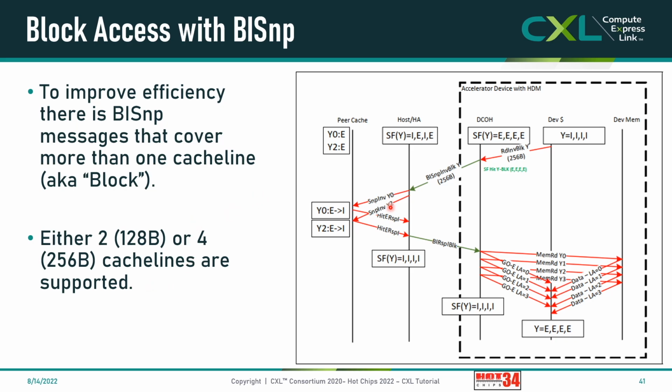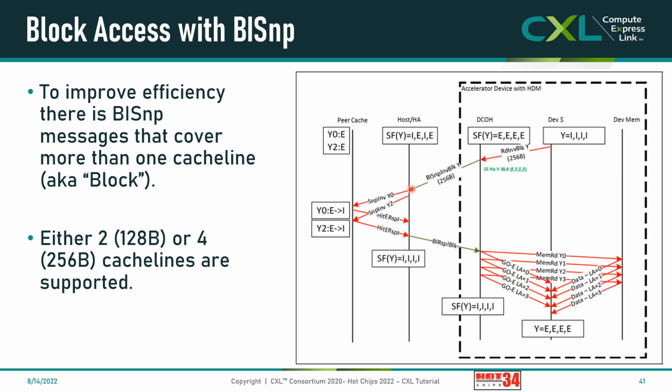So I'll show an example here where the device is doing a snoop filter eviction for a block of lines. It has 4 cache lines, starting with address Y, but it's 256 bytes. So 4 cache lines that want to be snooped out of the host. So it sends this BI snoop inval block command for address Y.